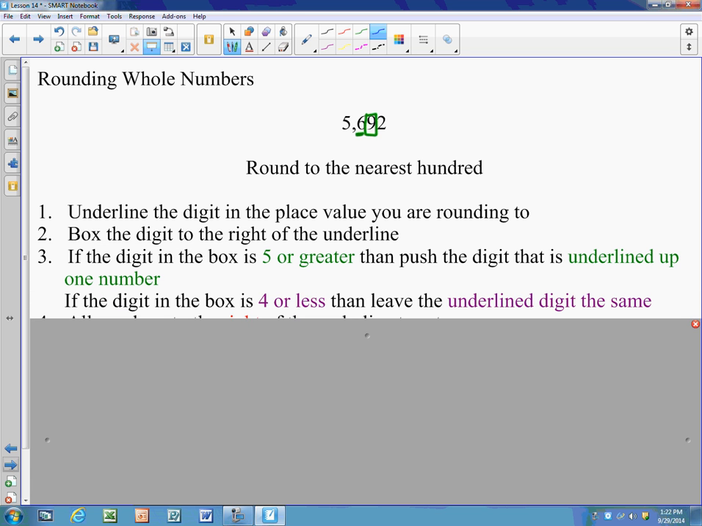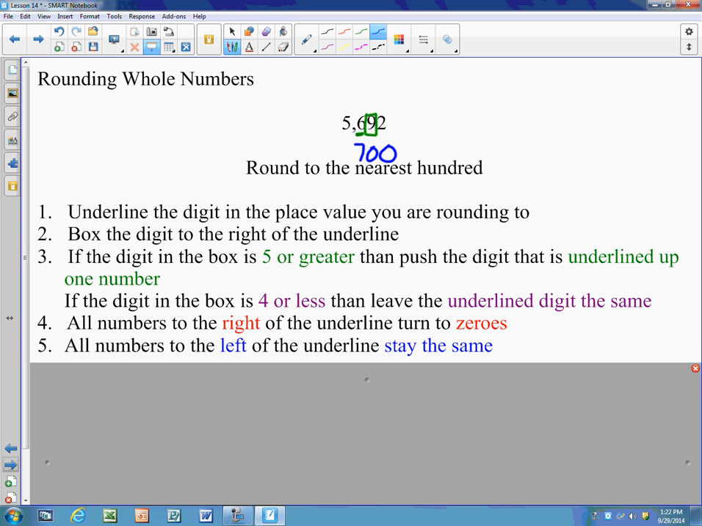So I'm asking myself the question, and since it is 5 or greater, I do need to do something to the number that is underlined. It's going up 1, which is 7. Everything to the right becomes a 0. And all the numbers to the left stay the same. So 5,692 rounded to the nearest hundreds is 5,700.